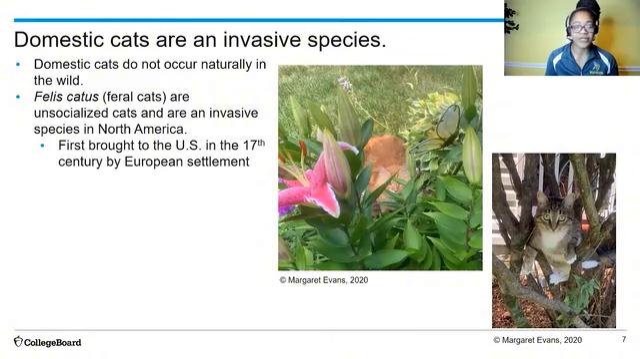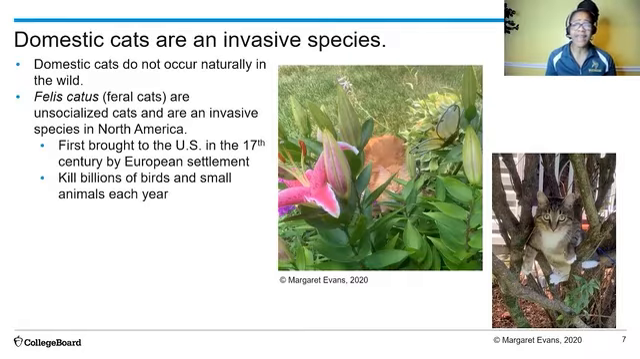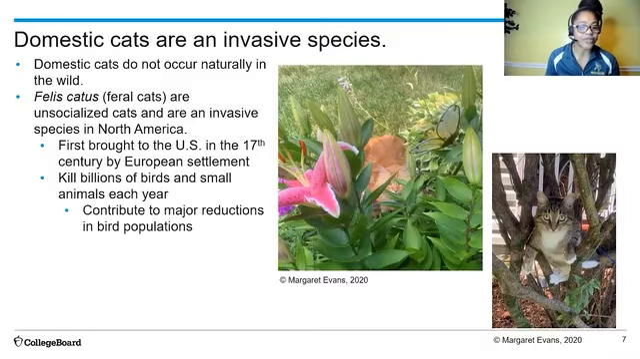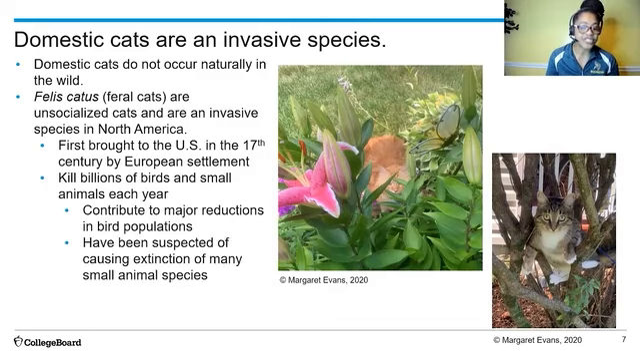Domesticated cats were first brought to the US in the 17th century. And they are attributed to the removal of billions of birds and small animals each year. The domesticated cat is considered to be the number one top predator because they do not kill out of a need for food. They often kill out of a need for fun and entertainment. And by doing so, they contribute to major reductions in bird populations. They have been suspected of causing extinction of many small animal species, and they definitely can outcompete some of their other small predator counterparts.